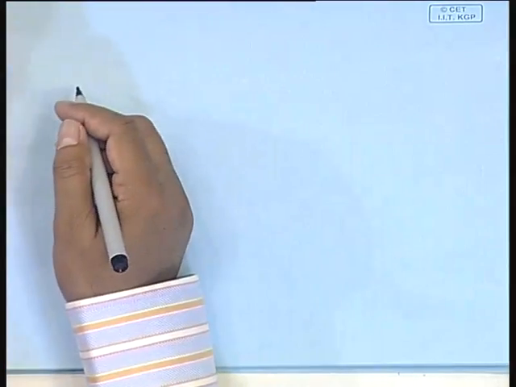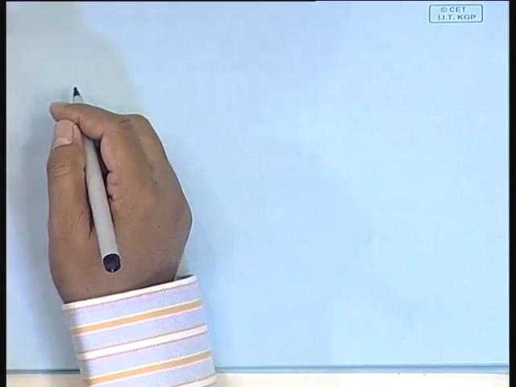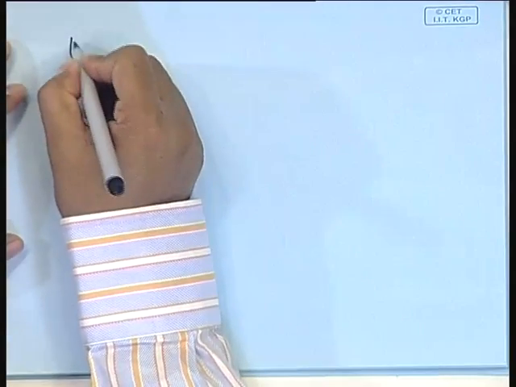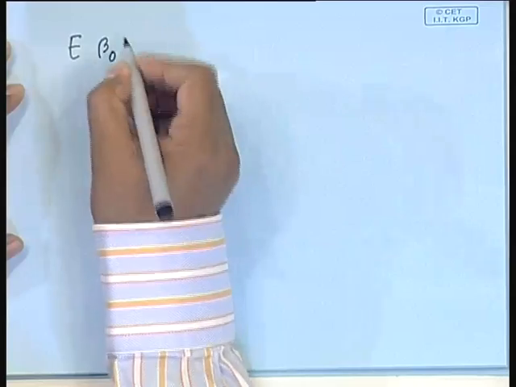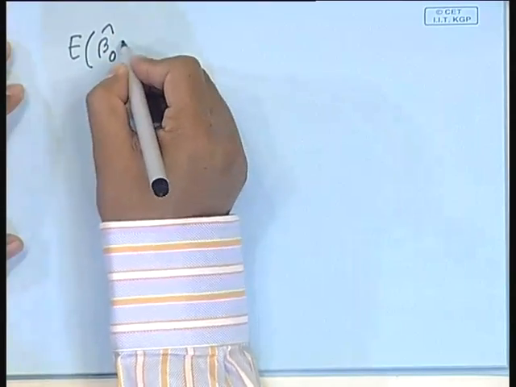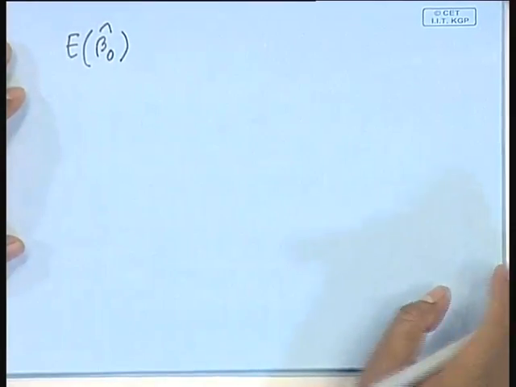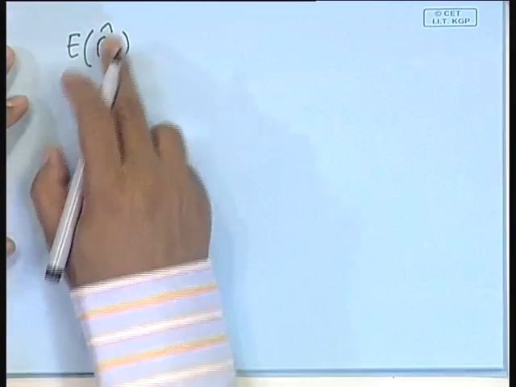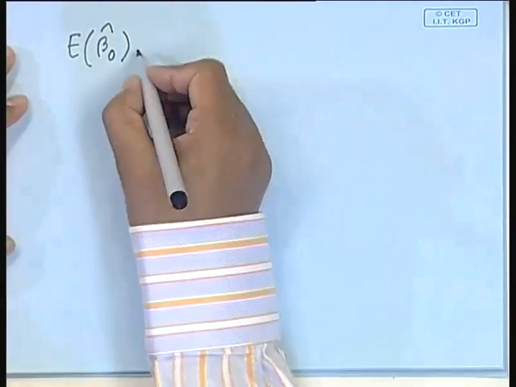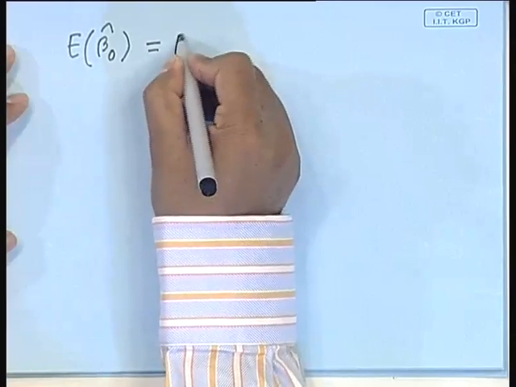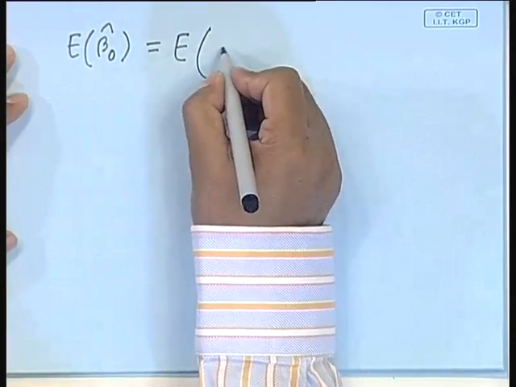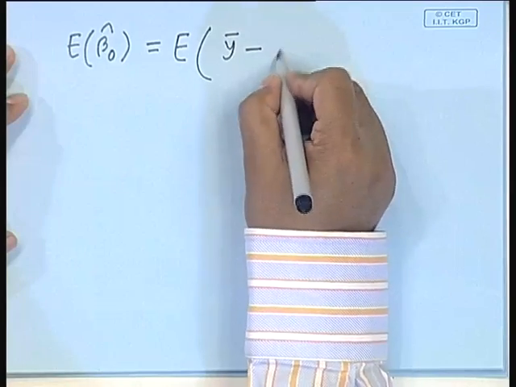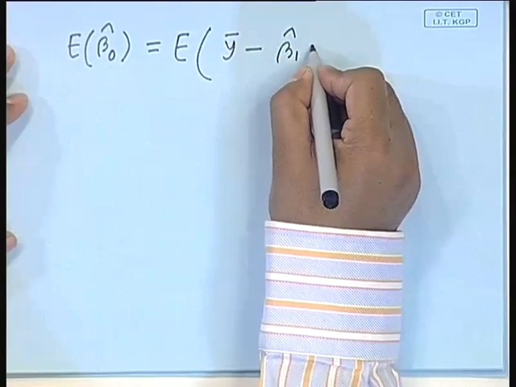Similarly, next we prove that beta naught hat is also unbiased. That means we are going to prove that the expected value of beta naught hat is equal to beta naught. So, this is equal to expectation of y bar minus beta 1 hat x bar.